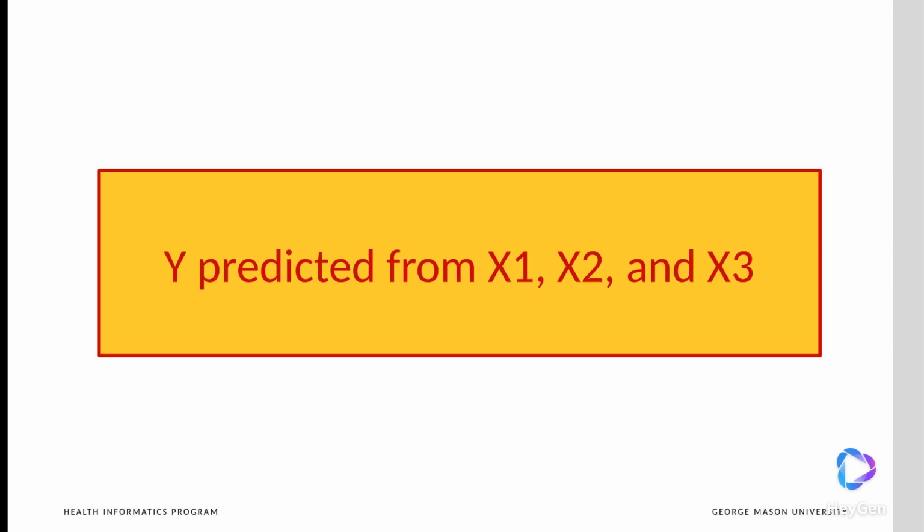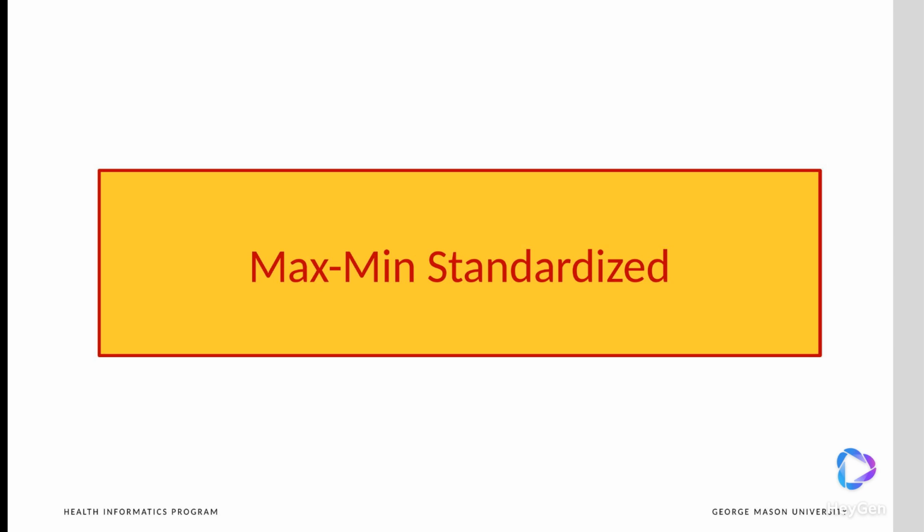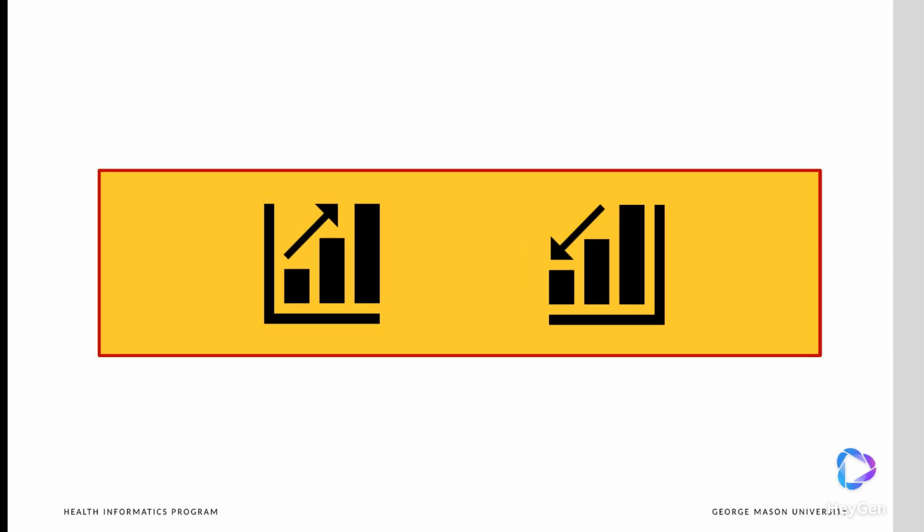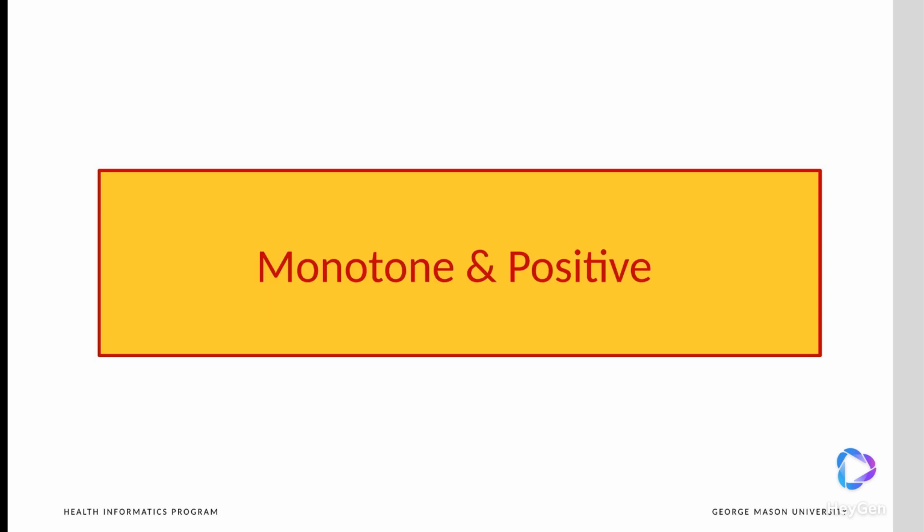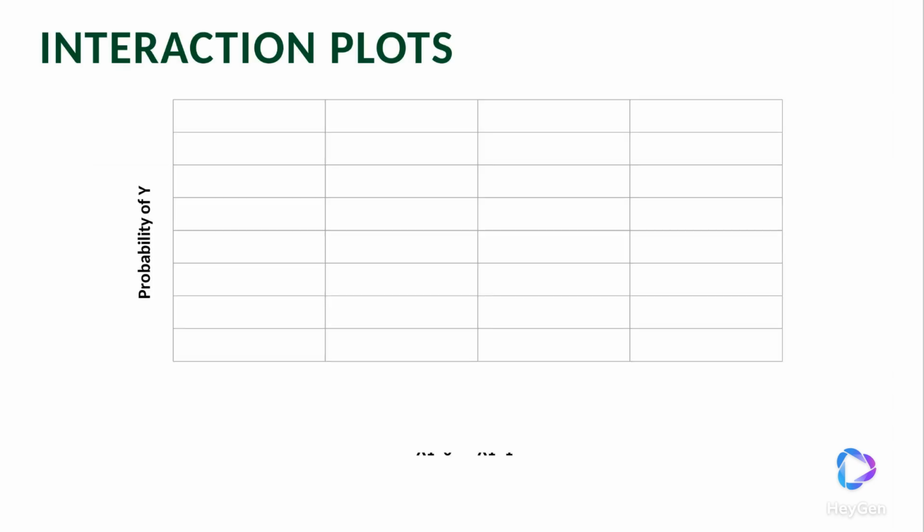For simplicity, let us start with an interaction plot for predicting y from 3 independent variables. Data must be standardized prior to plotting. Data must be revised so that increases in x must not lead to decreases in y. There should be a monotone positive relation between x's and y. If data are transformed so that the assumptions are met, on the y-axis, we plot the probability of the case.